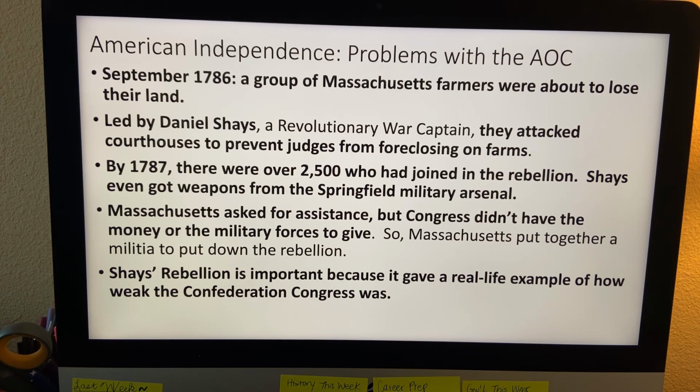But the reason we talk about Shays' Rebellion and the reason it's so important is because it was a real life, real time example of how weak the Articles of Confederation were. You could actually see how the Congress was unable to do things in real time, and it was a real example, and it affected lots of people. So that is a big reason why we talk about Daniel Shays and Shays' Rebellion.